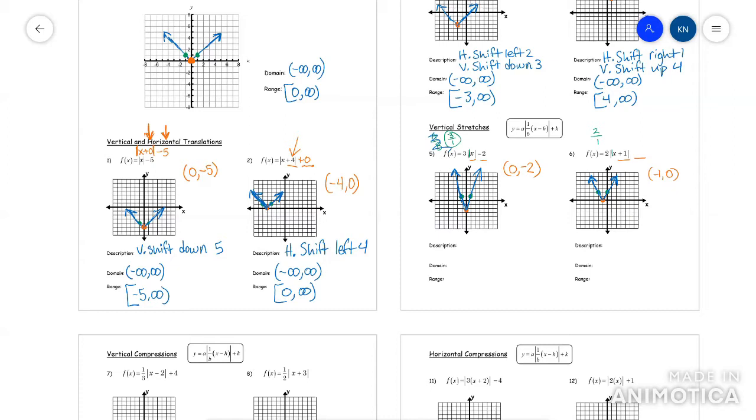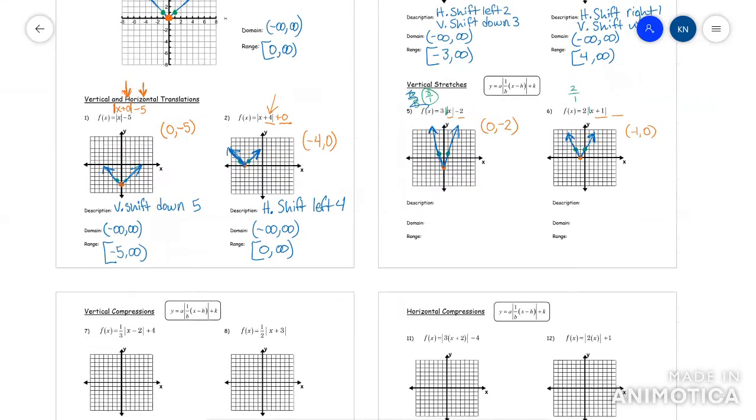I just realized I didn't answer description, domain, or range of the first one either on this, so we'll just answer them all right now. I'm on number 5. The description, we had a vertical stretch times 3. We had a vertical shift down 2. The domain was all reals. And the range is everything from -2 to positive infinity.